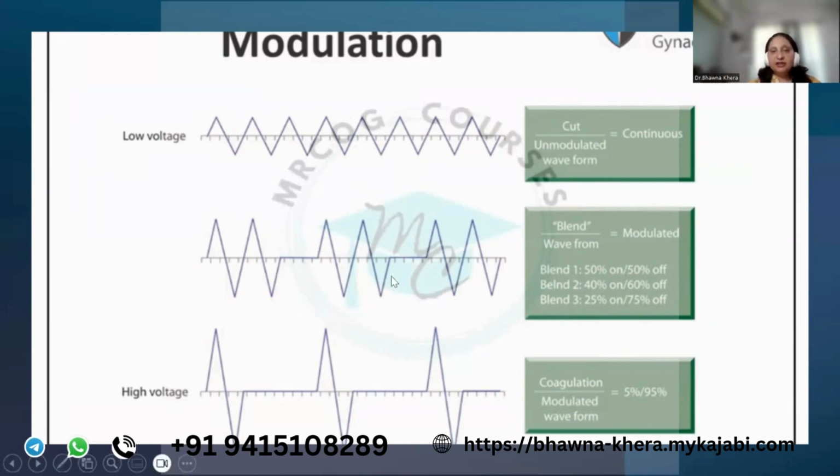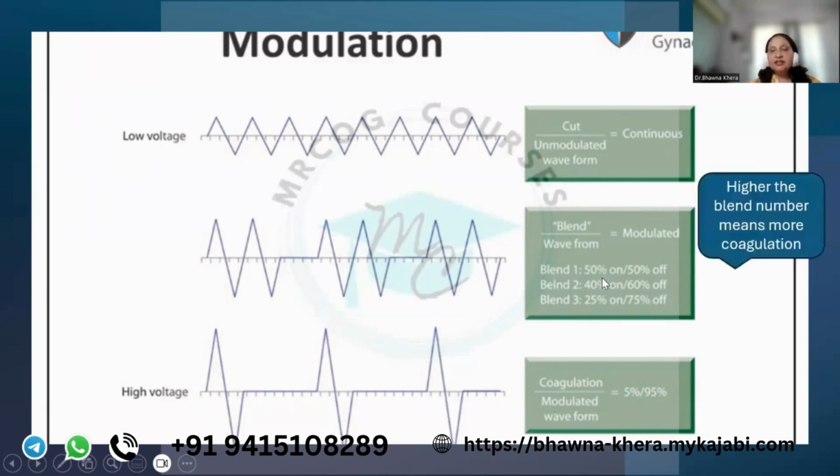So both the things are there, right? Now it depends on there are different types of blends. Blend one means 50% of the time it is delivering, 50% of the time it is silent. 40-60 means 40 it is delivering and 60 it is silent. So 25% cutting, 25% it is coagulating. So higher the blend number means more coagulation.